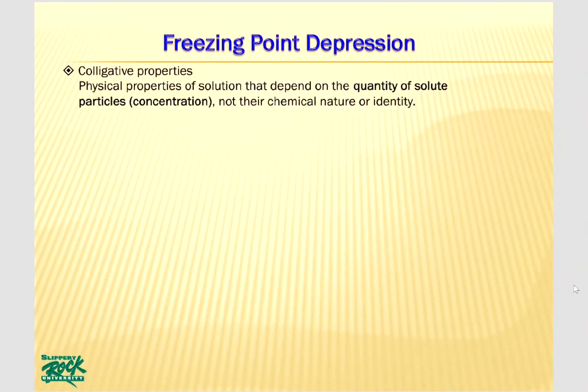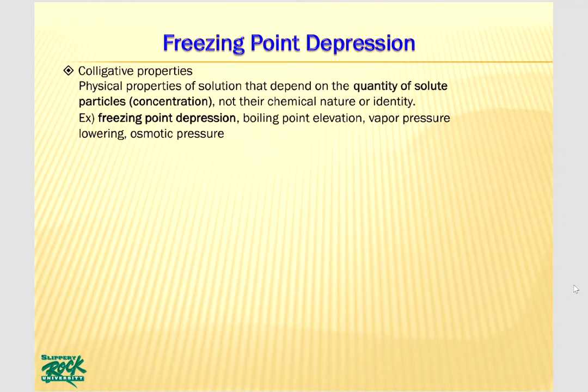Colligative properties are the physical properties of solutions that depend on the quantity of solute particles or concentration, but not their chemical nature or identity. Several examples of colligative properties are freezing point depression, boiling point elevation, vapor pressure lowering, and osmotic pressure. You will use the freezing point depression to determine the degree of dissociation of a weak electrolyte and the deviation of a strong electrolyte from its ideal behavior.